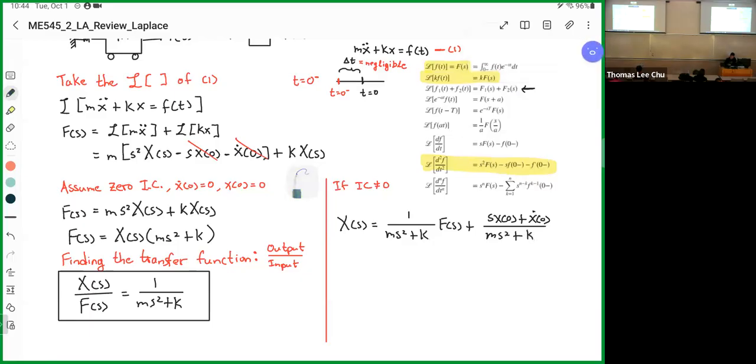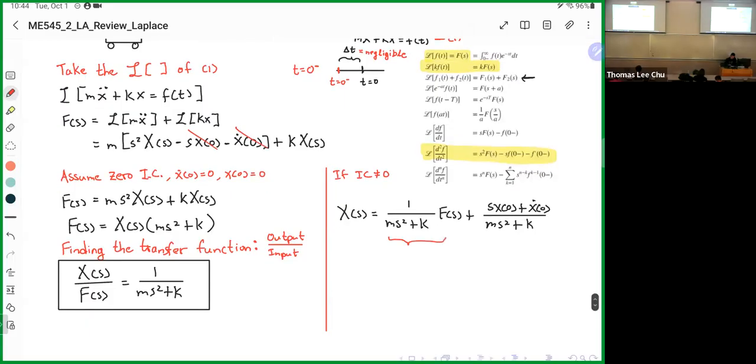Here, and we'll talk about this more later, this is our forced response because it's our response based off of our input. And this is our natural response, which is based off of our initial conditions. And this is our output, the output for the position in the frequency domain. Are there any questions?